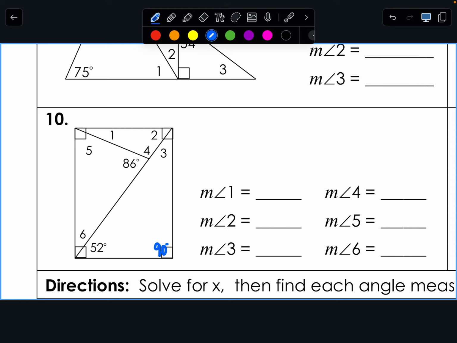Now, looking at this triangle, I'm going to outline it in blue. Looking at this triangle, do I have enough information to solve for the last angle? I have two of them, so I can say that angle 3 plus 52 plus 90 equals 180. So angle 3 equals 38.